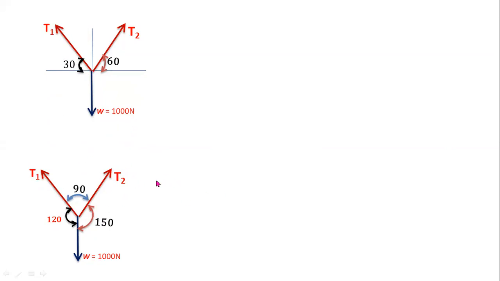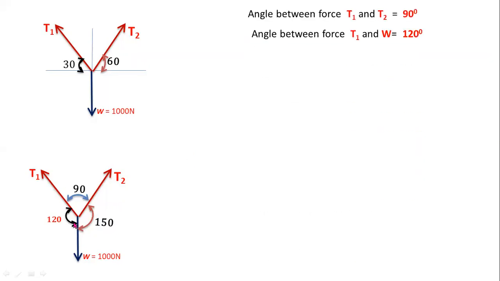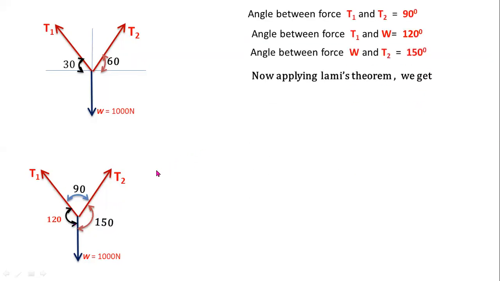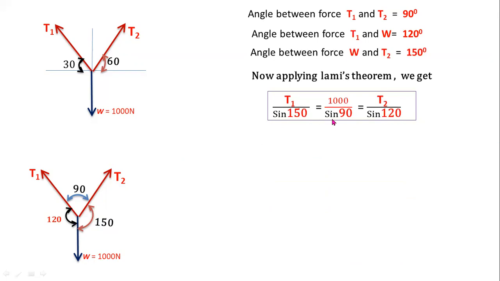Now you have to apply Lami's theorem for this diagram. This is the Lami's equation. Force divided by sine of the angle between the other two forces. So T1 divided by the opposite angle, sine 150 degrees. Now W divided by the opposite angle, sine 90 degrees, equals T2 divided by the opposite angle, sine 120 degrees. So this is the Lami's equation.